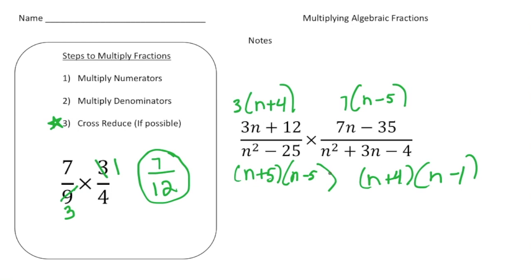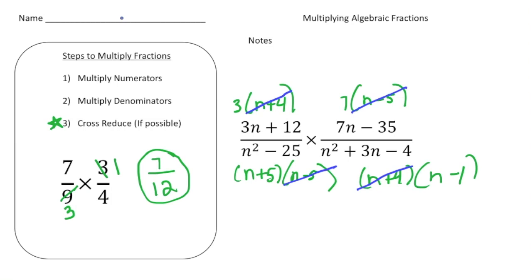All right. So now I can see if I can cross reduce, and I can. I'm going to pick a different color because I can. So here we have a factor of n plus 4, and look over here, we have another n plus 4. So I can reduce these n plus 4s. I also have a common factor of an n plus 5 here, and n plus 5 here. So I'm going to cross that off. And it looks like that's all I can do.